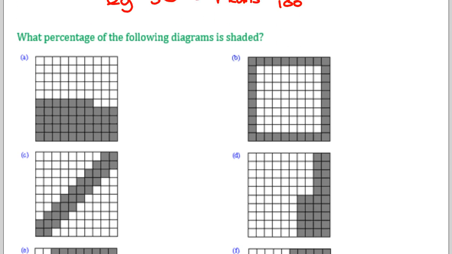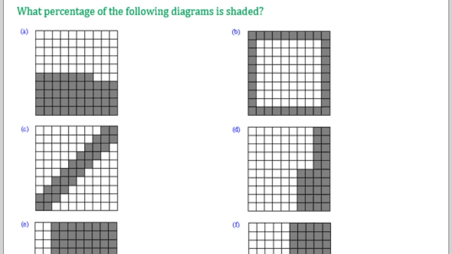So looking at the diagrams, try to think how many boxes are going this way. Have a little count. Feel free to pause. That's right, there's 10 boxes this way. And how many boxes this way? That's right, there's 10 boxes this way too. So in total, how many boxes would we have in this shape? That's right, we would have 100. So I've tried to make little shapes that have 100 boxes in them. And we're asked what percentage of the diagram is shaded.